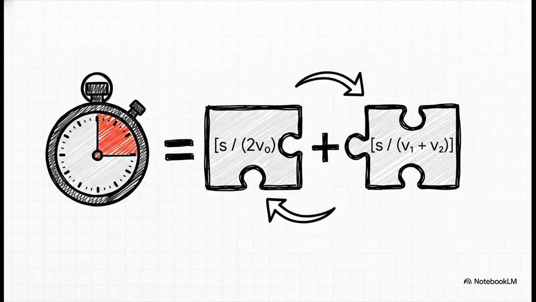So what's the total time for the entire trip? Easy enough. We just add our two times together. We just add t1 and t2. That gives us a total time of s over 2v0 plus s over the quantity v1 plus v2.